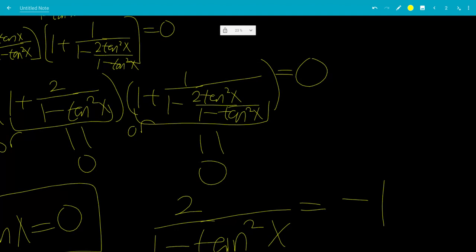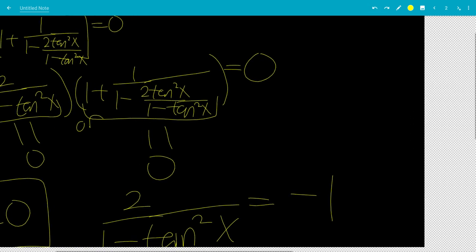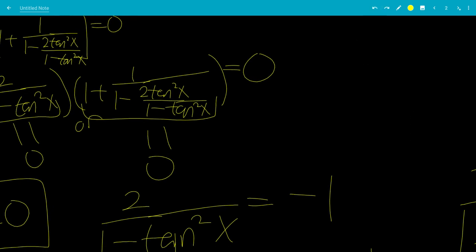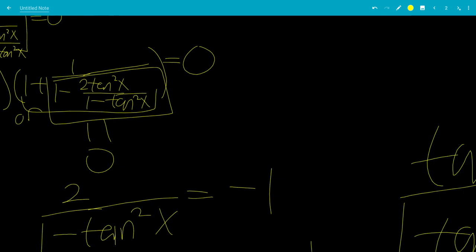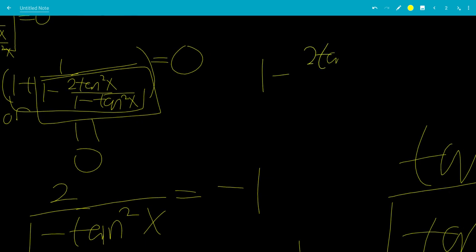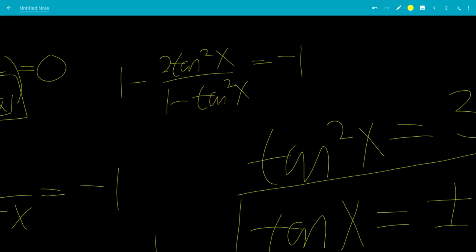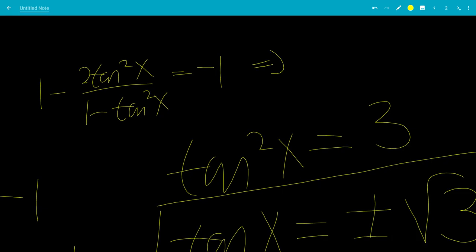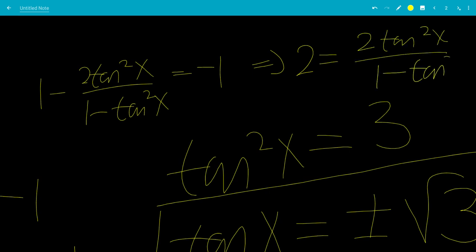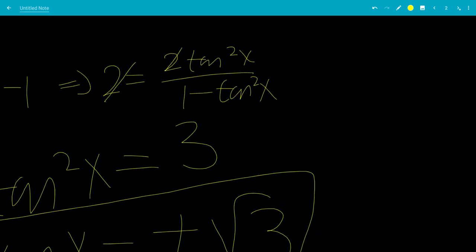So finally, we have that this is equal to 0. Okay, what does that mean? That means that this whole thing is equal to 0, means that this piece is equal to minus 1, but 1 over minus 1 equals minus 1, so this is equal to minus 1. So we have that 1 minus 2 tangent squared x over 1 minus tangent squared x equals minus 1. Okay, it's good. So now we're going to move things around. So we have 1 plus 1 is 2 equals 2 tangent squared x over 1 minus tangent squared x. The 2's will cancel, leaving us with 1.